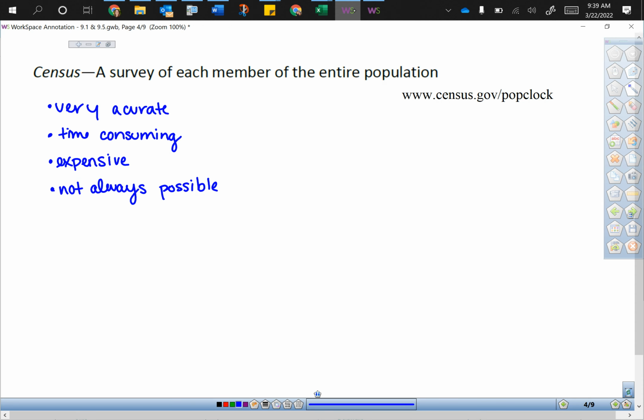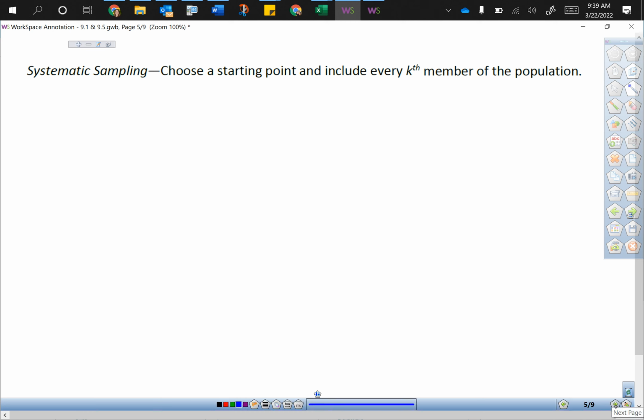Okay, so census: incredibly accurate, but it's also time-consuming, expensive, and not always possible. The next one we're going to talk about is systematic sampling. Okay, systematic sampling is very interesting.